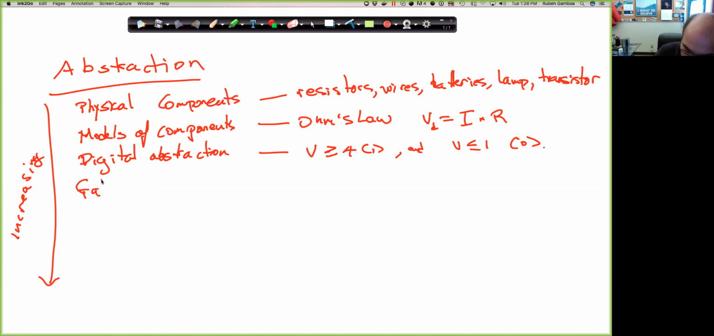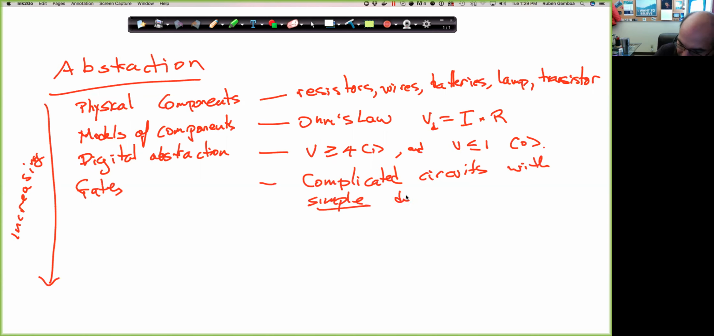That actually led us to the concept of gates. And these are complicated circuits, but with simple digital behavior. That's the power of abstraction. So I showed you what a NOT gate looks like as an actual circuit, and it's a pretty tricky circuit. But the concept of a NOT gate is very simple. If the input is on, then the output is off. If the input is off, then the output is on. That's it. There's nothing more to that.